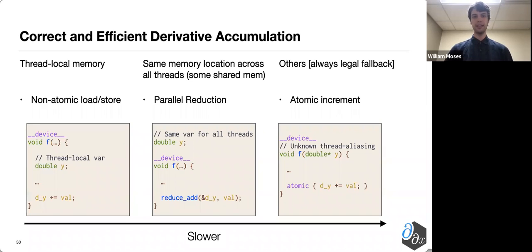If we have something in between, so for instance, we know that there's the same memory location used across all threads, we can use a parallel reduction, which, while not nearly as fast as the naive non-atomic load and store, still can be reasonably performant. And finally, if we don't have any of these properties, we go to something which is always legal as a fallback, and that's to do an atomic increment, which, if we don't have some of these nicer cases, tends to fall in the category if we already had slower memory to begin with. So we roughly maintain the types of performance characteristics we had earlier.